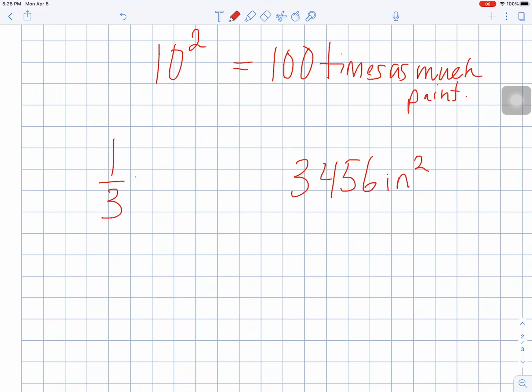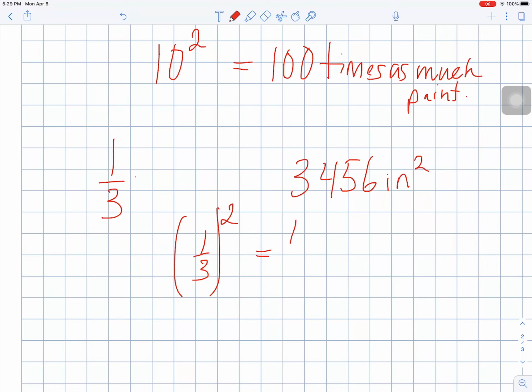So, scale factor, and we're talking area. That's how much glass she's going to use, right? So area is going to be your 1/3, and we're talking area, not volume, so we're squaring it.